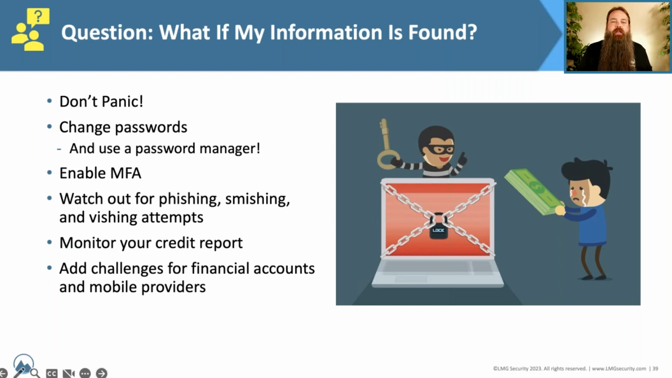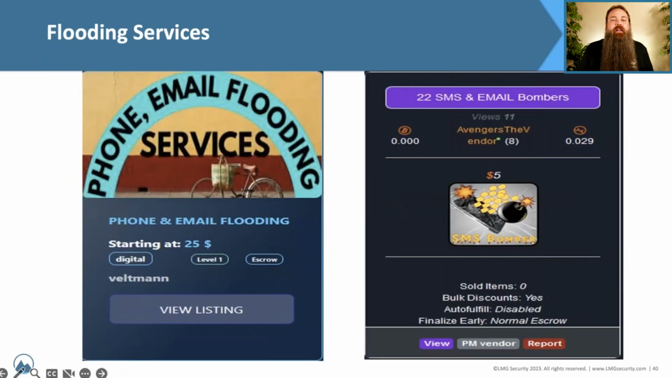Finally, monitor your credit report. And if you are worried about bank accounts or your mobile devices, contact your institution and add an additional challenge, such as a passcode, a PIN, or a need for in-person verification, before any large-scale changes can be made to the account. That can stop a criminal from actually doing something that will empty your bank account or SIM-jack your phone, as an example. All right, so we'll wrap up here on the Darknet Marketplace stuff.